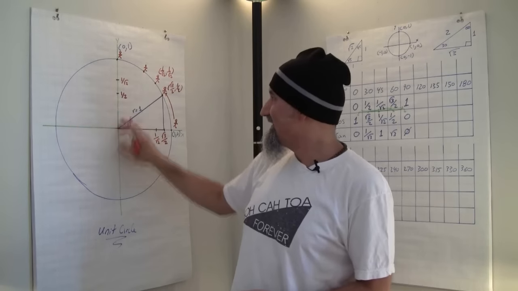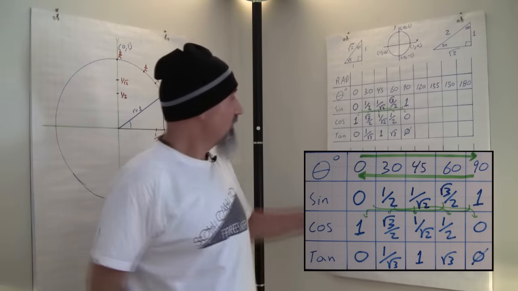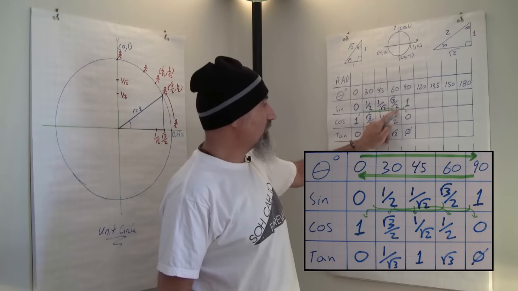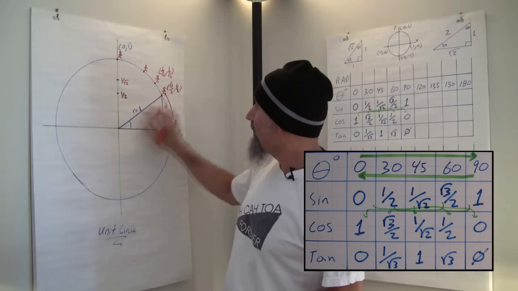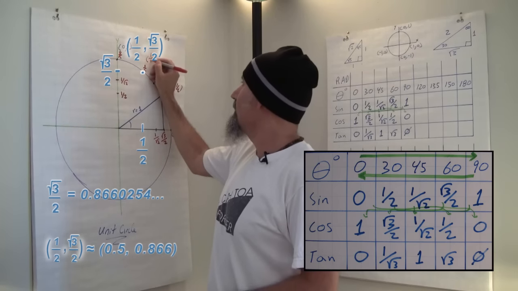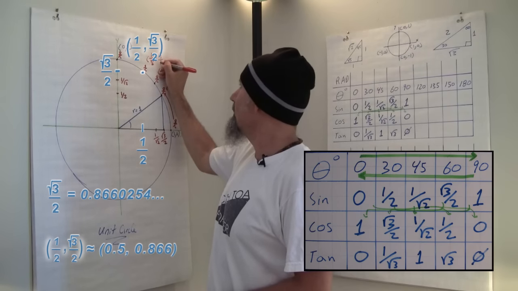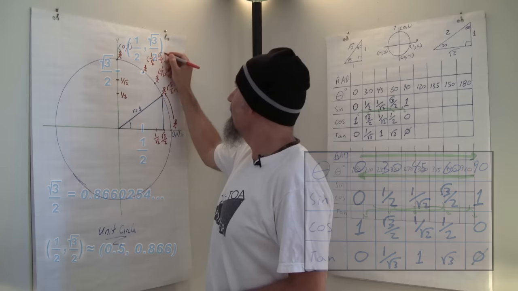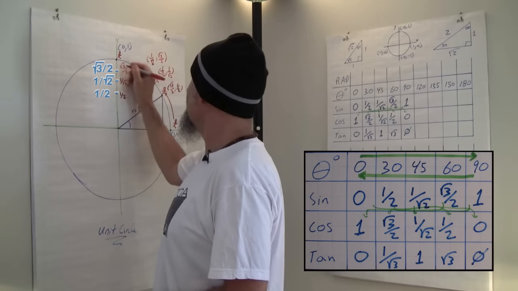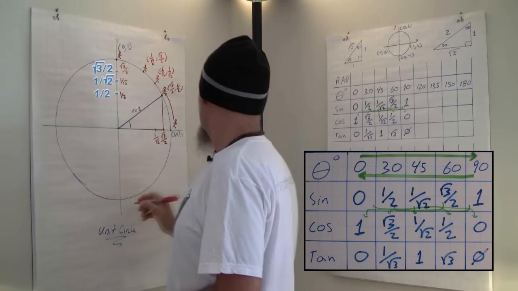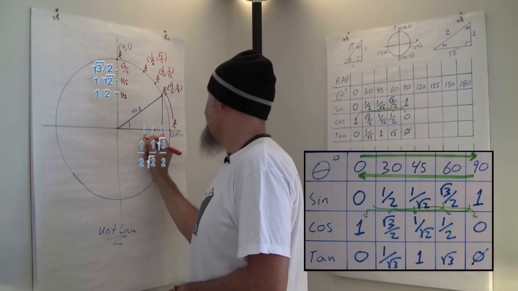When you're at 60 degrees, right, your sine theta is square root of 3 over 2, and your cos is 1 over 2, right? It's the flip of 30 degrees, right? So this coordinate is 1 over 2, and your y is square root of 3 over 2, right? So here we're at square root of 3 over 2, and here we're at a half, okay?